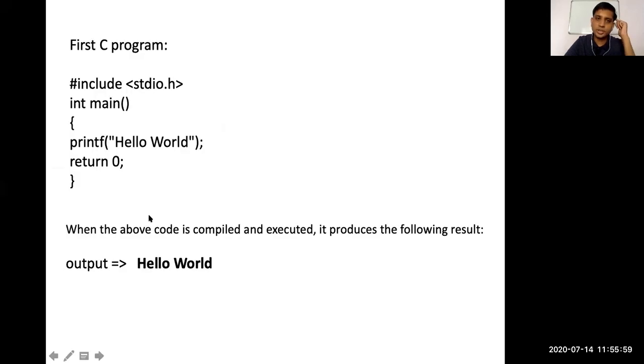Yes. So this is the program that I'm following. Hash include stdio.h, and then int main, and then printf hello world, and then return 0, and then complete this. So this curly bracket defines the body of the main function. Whatever you are writing inside this curly bracket is executed. If you write anything outside the main body, it never gets executed until you call it.